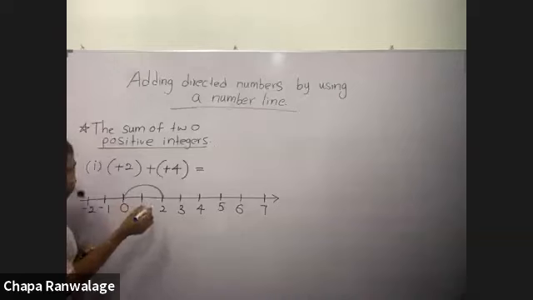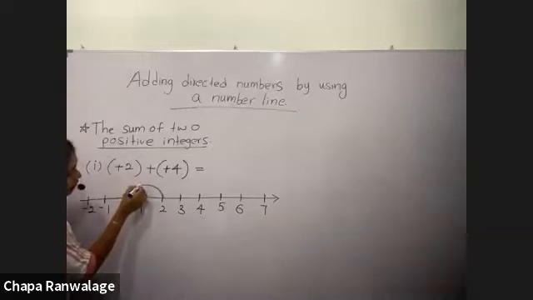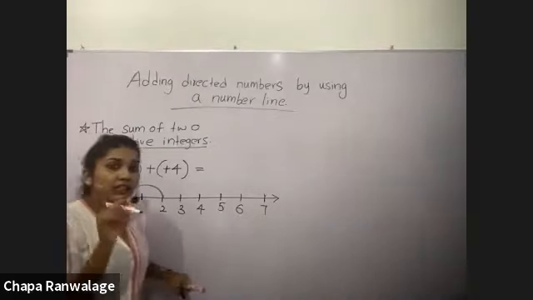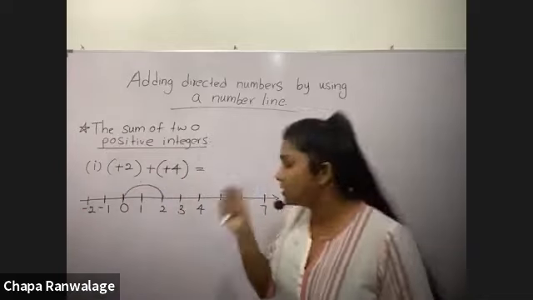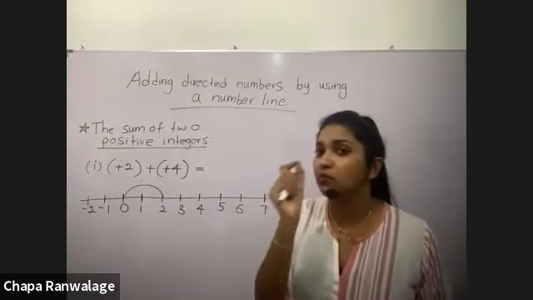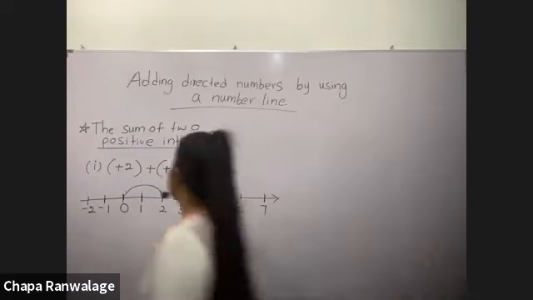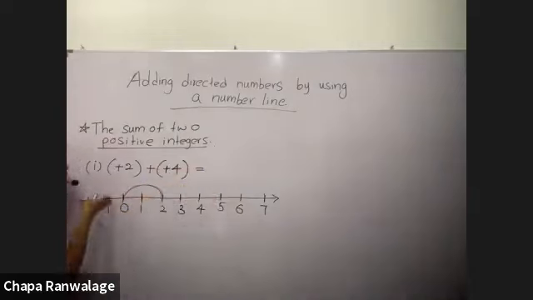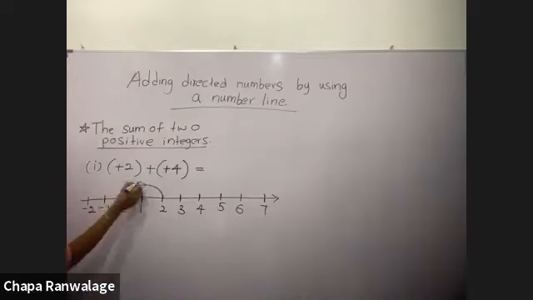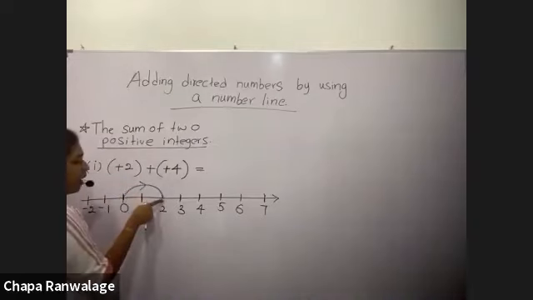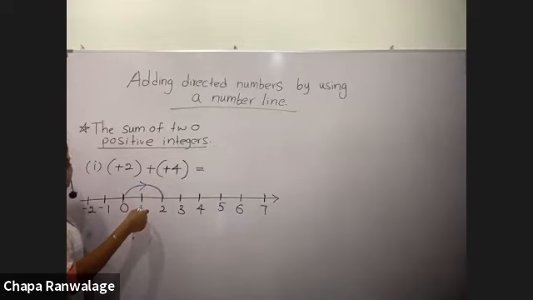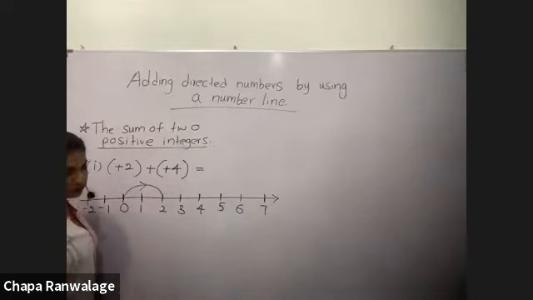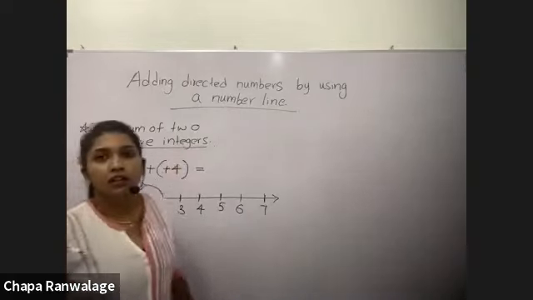Yes teacher. Now we should jump to 4. Now you have to mark the direction that you have moved, using arrows. Yes, we can use arrowheads. What is my direction? I use the arrow. We have to move towards the right. Now I am here and plus 4. Plus 4 means how many units should we jump? We should jump 4.